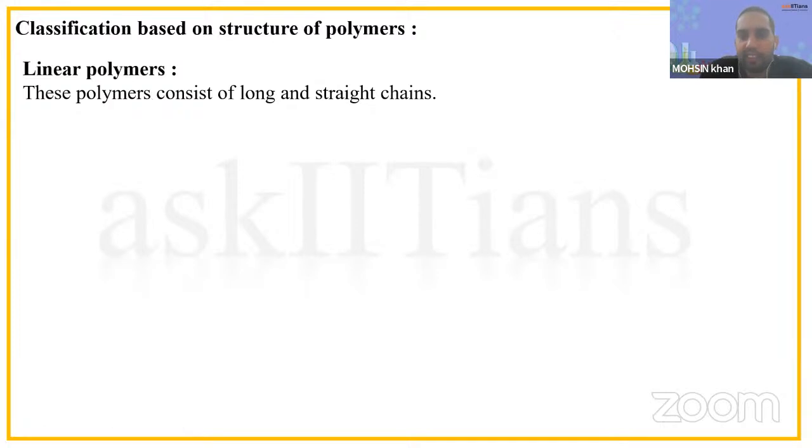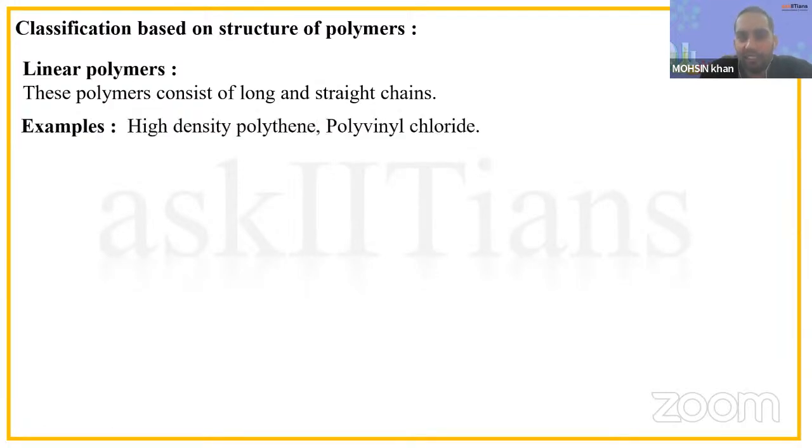Linear polymers are basically made up of long straight chains. In linear polymer, we will find long straight chains. Examples are high density polyethylene and polyvinyl chloride, which is also known as PVC. So you will find monomers are grouped together in a chain. This is what the structure looks like. These are the two chains of linear polymer.